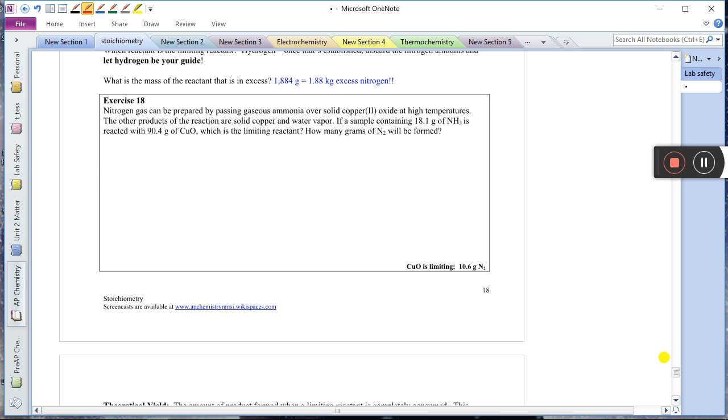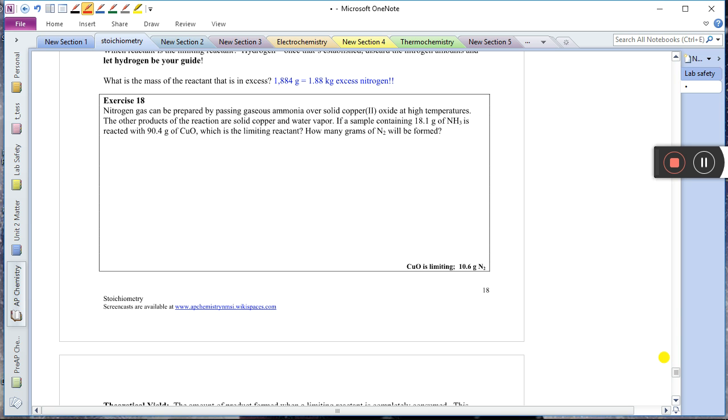So this is exercise 18. Nitrogen gas can be prepared by passing gaseous ammonia over solid copper 2 oxide at high temperatures. The other products are solid copper and water vapor. If a sample containing 18.1 grams of ammonia is reacted with 90.4 grams of copper 2 oxide, what's the limiting reactant? And how many grams of N2 will be formed? So remember, the other name for limiting reactant is limiting reagent. They mean the same thing, so in case it says reagent, don't freak out.